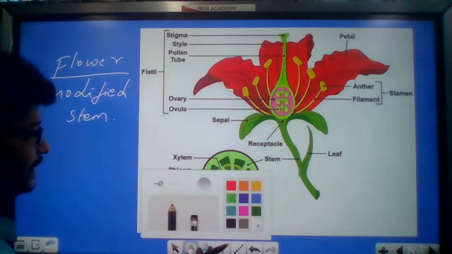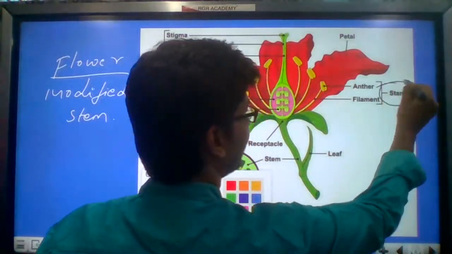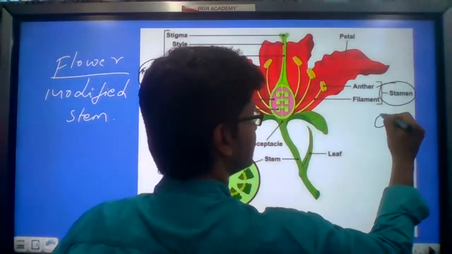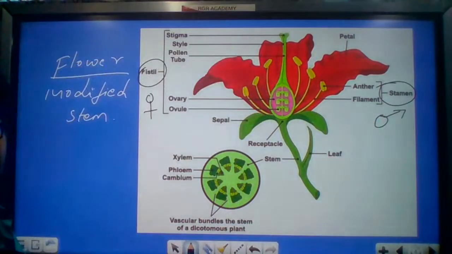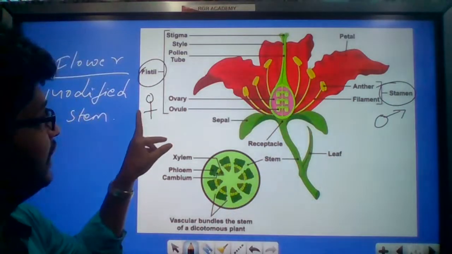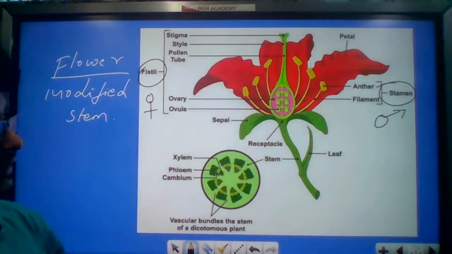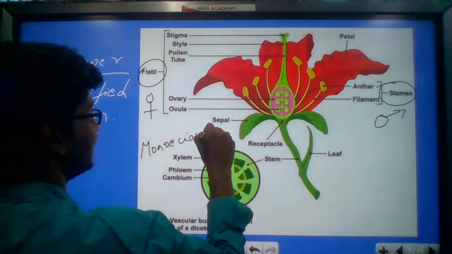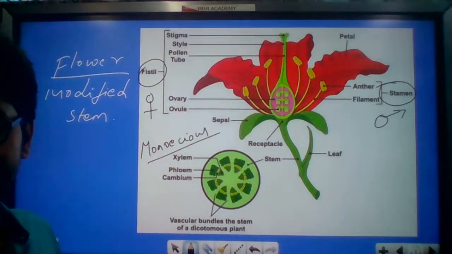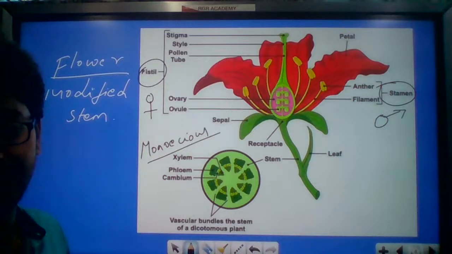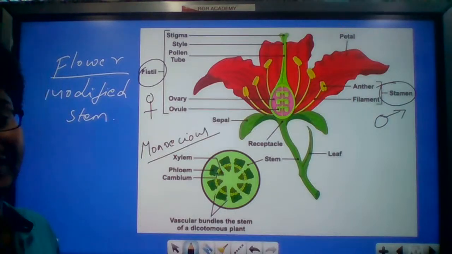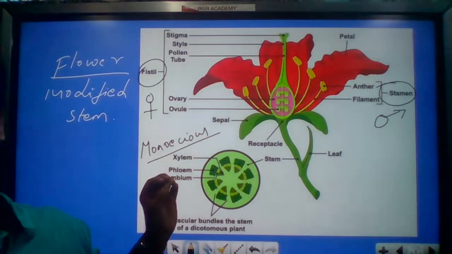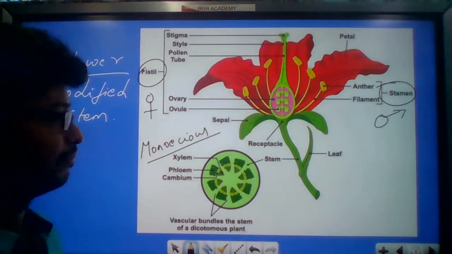So you could see the stamen. Stamen is the male part. The pistil is the female part. So this is the female part, and this one is a male part. So when both male and female parts are present in the same flower, we call it a monoecious plant. But in papaya, which we discussed yesterday, the male flower is separate and the female flower is separate, and that we call a dioecious plant. So you must know the clear-cut differentiation between monoecious and dioecious plants.